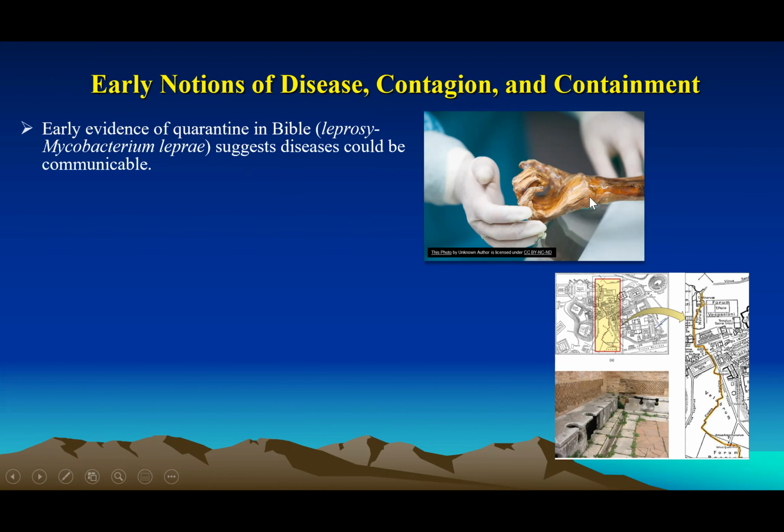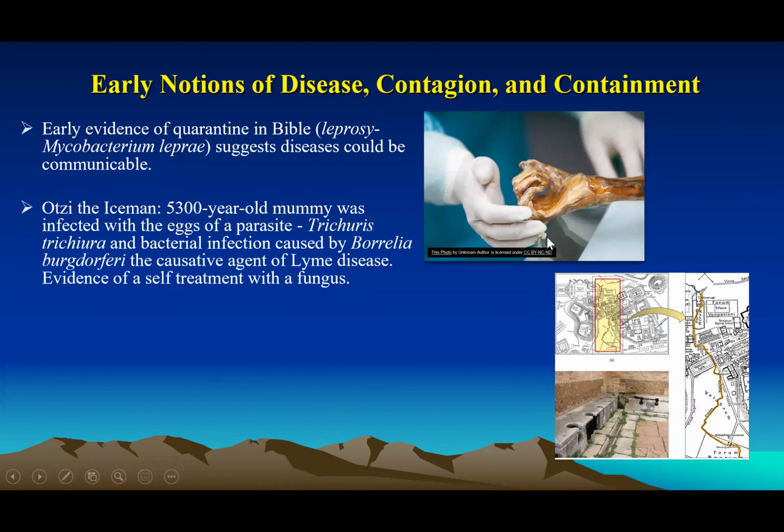That is about 5,000 years ago. So this mummy was infected with a parasite and a bacterial infection, and forensics on Otzi the Iceman show that he was suffering from Lyme disease, and he was self-treating the disease with some fungal elements and herbs. And here's a picture of a blueprint of a Greek city.